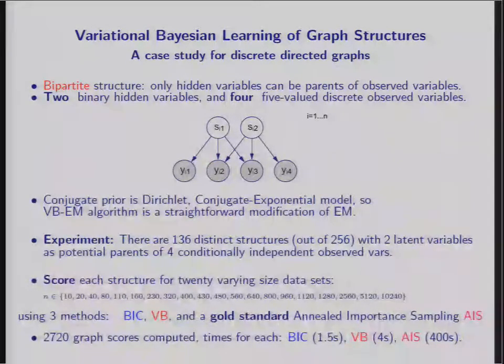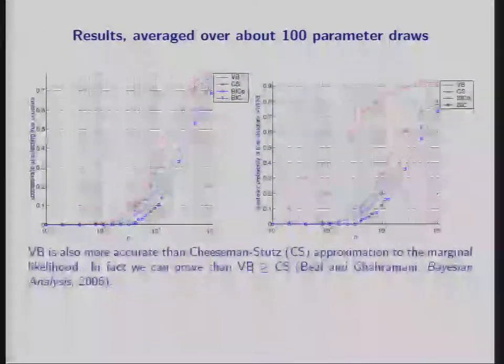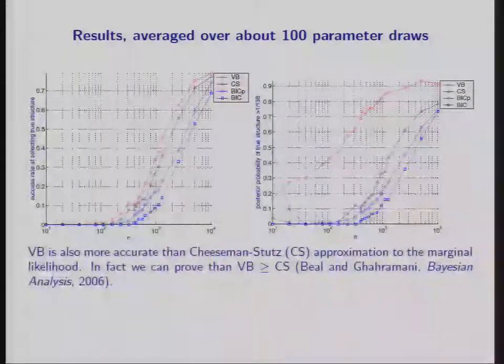Just for comparison, for each graph, back when we did this comparison, BIC took 1.5 seconds, variational Bayes took 4 seconds, and annealed importance sampling took 400 seconds. Okay? So the sampling method took a lot longer. Here's the sort of results that we get out of this.